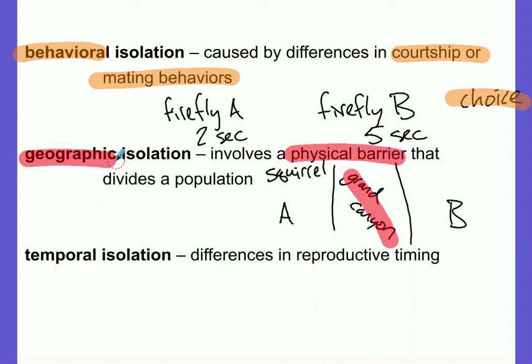Right? Temporal isolation is the last one. And this is the one that's the easiest to confuse. It and behavioral can be kind of weird at first, right, to tell the difference. Temporal isolation occurs due to reproductive timing. Excuse me, I need the highlighter here.